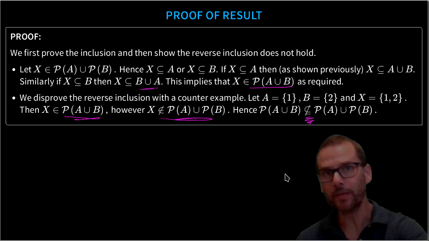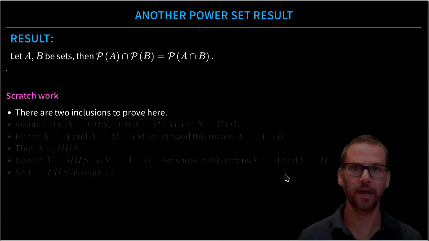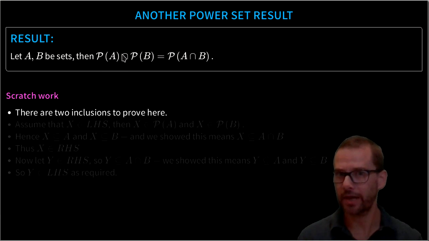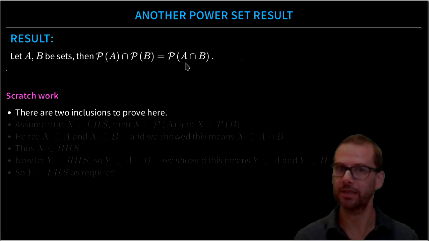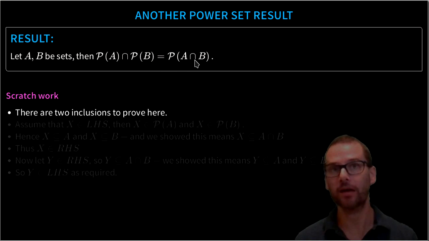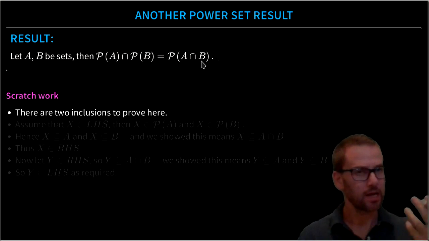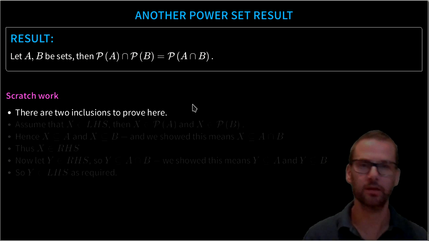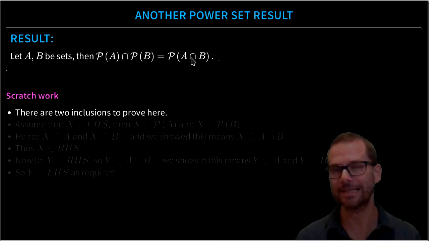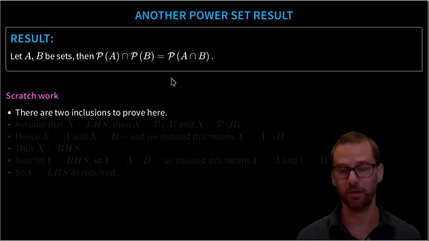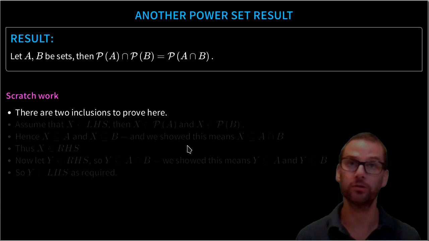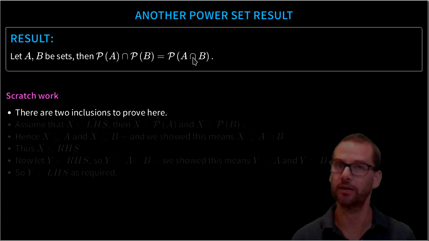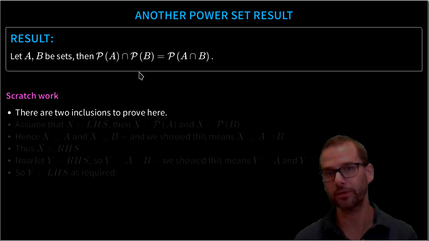Okay, another one. Let's do another power set result, and this shows that the intersection of power sets is the same as the power set of the intersection. So the previous result told us that the union and power sets don't play quite so well together, but this one tells us that the intersection and power sets do play well together. And so again, we have two inclusions to prove here. We have to show left-hand side is a subset of the right-hand side, and vice versa.